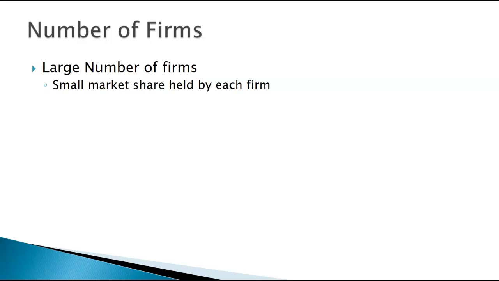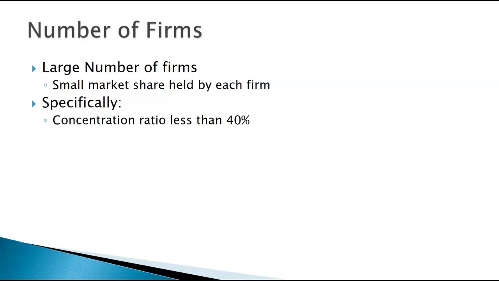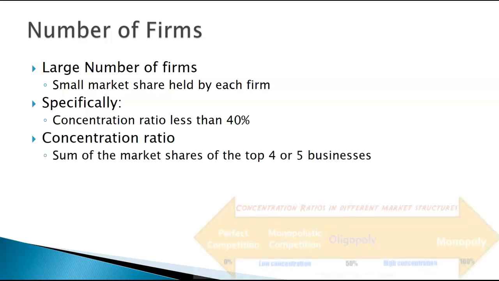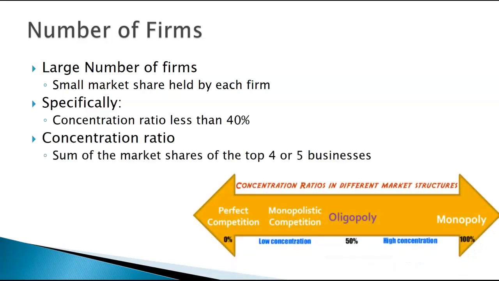There's a large number of firms. No one firm has a domination on there. It's kind of the difference between oligopoly and that. So there's a large number of firms. Specifically, they're going to have what's called a concentration ratio that's less than 40%. So concentration ratio is the sum of the market shares of the top 4 or sometimes 5 businesses. Usually for AP material, we use the 4-firm concentration ratio. And so usually it's 40%. There's some flexibility in there. So oligopolies start around 40%. That's what we call a loose oligopoly, and then 60% is closer to a tight oligopoly.